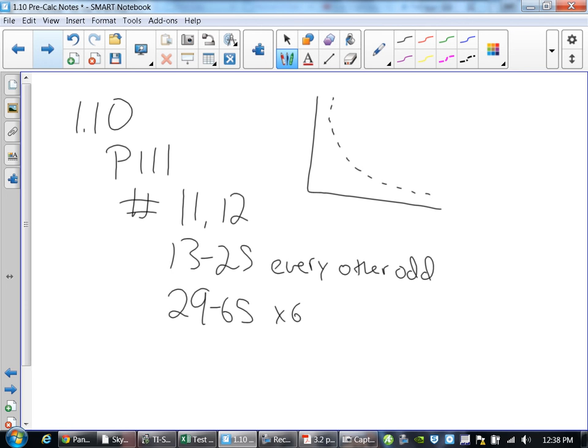Do we have to plot the points? No, you're just using your calculator. But it says plot the points. Oh, I didn't realize it said plot. Don't plot points. Just figure out the table. Don't worry about plotting points. I think you can do that. I hope you can. Okay?